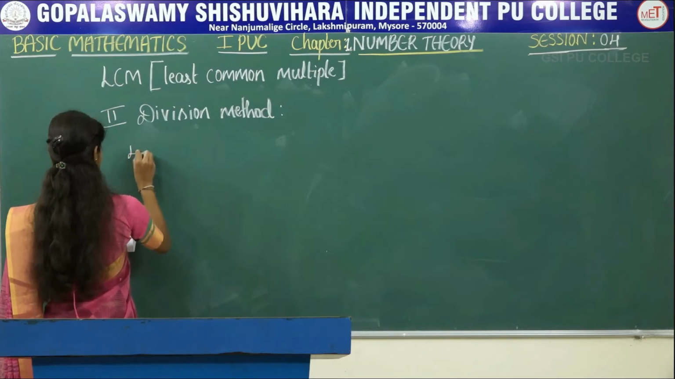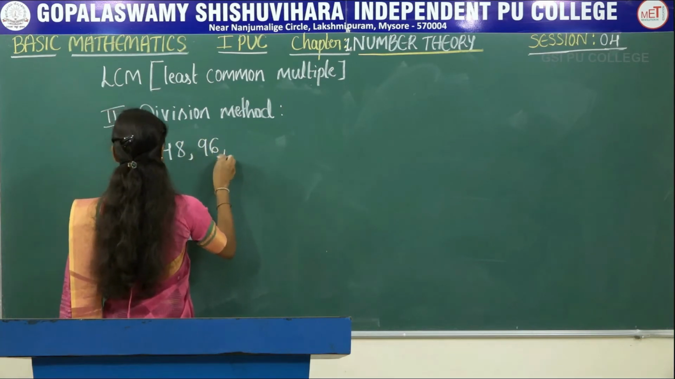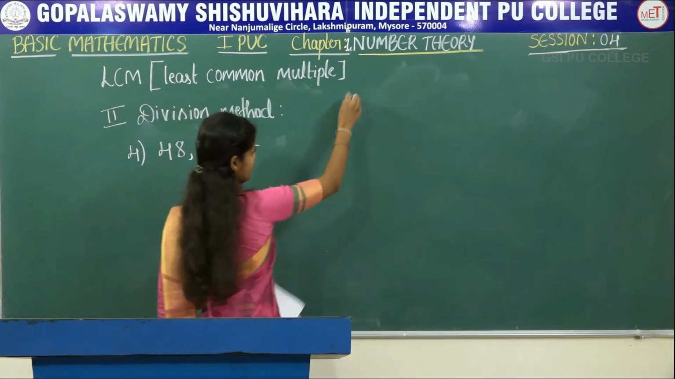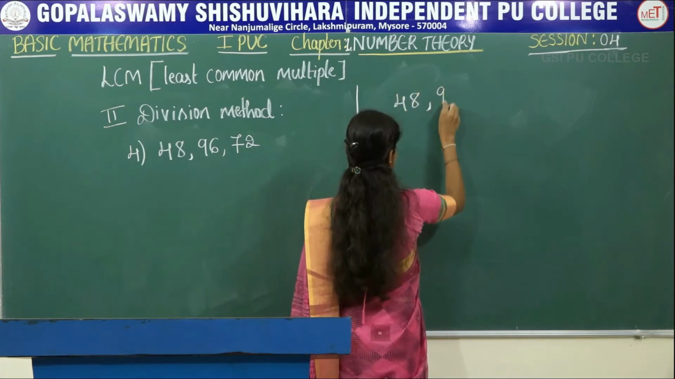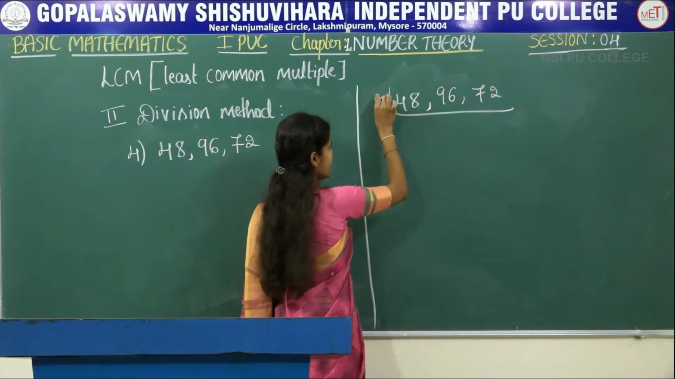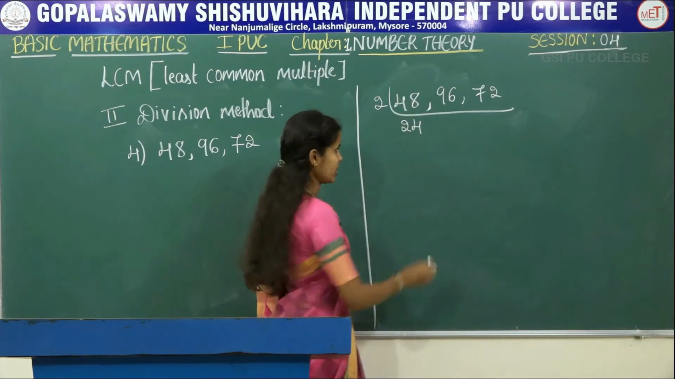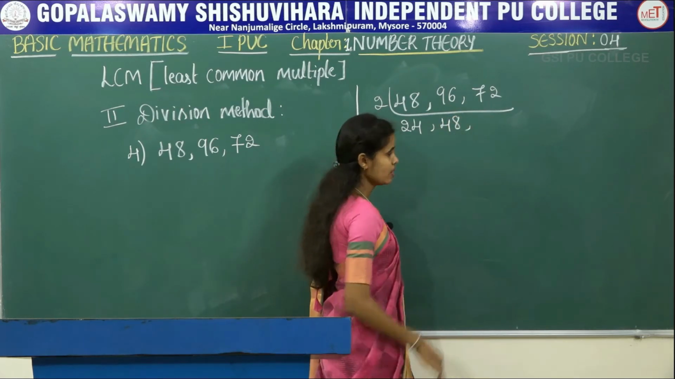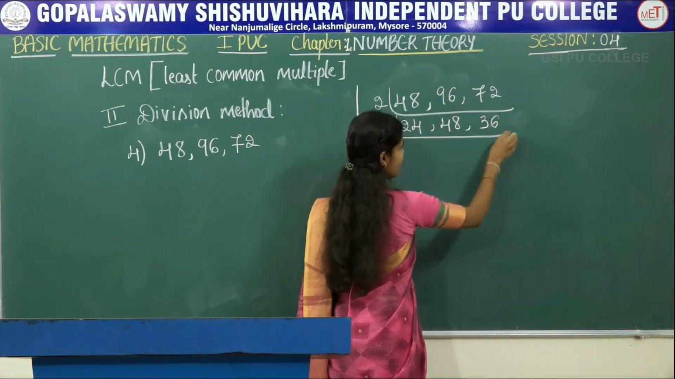Next one, the fourth one: 48, 96, 72. Okay, divide. 48, 96, 72 are even numbers, so divisible by 2. So I consider prime number 2. 2 24s are 48. 2 4s are 8, 2 8s are 16. So 2 48s are 96, 2 3s are 6, 12, 2 36s are 72.